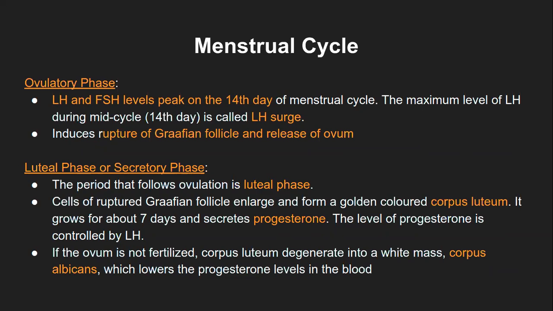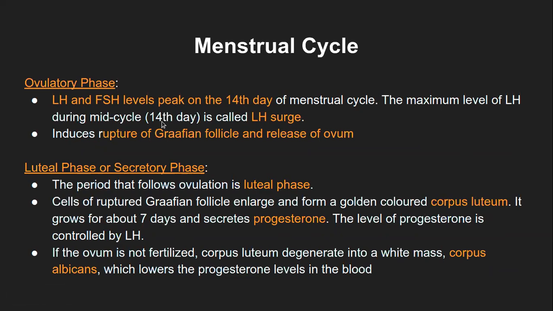So that is the ovulatory phase. Then the fourth phase is the luteal phase, also called the secretory phase. The period that follows the ovulatory phase is the luteal phase. Now the cells of this ruptured Graafian follicle, those granulosa cells or follicular cells, enlarge and form a golden colored corpus luteum. We had seen this back then also. So it will form the corpus luteum on the surface of the ovary. It grows for about 7 days.